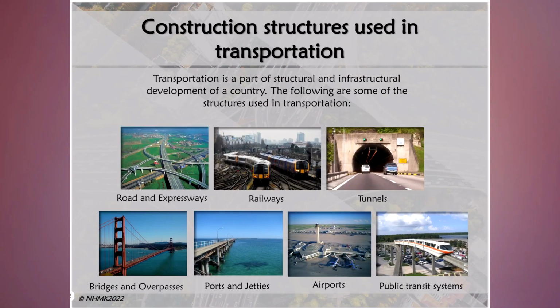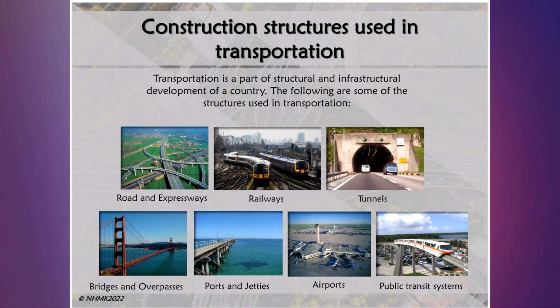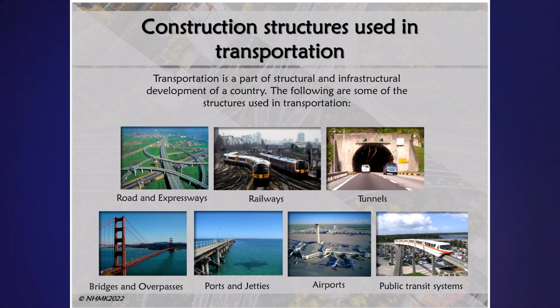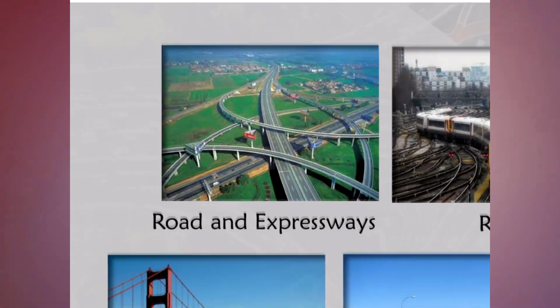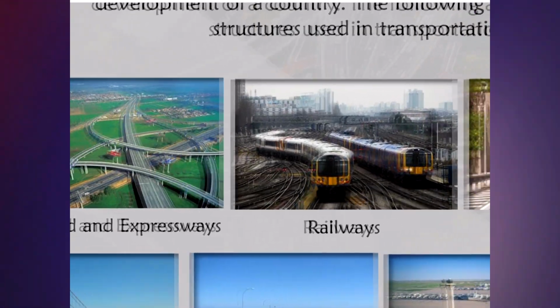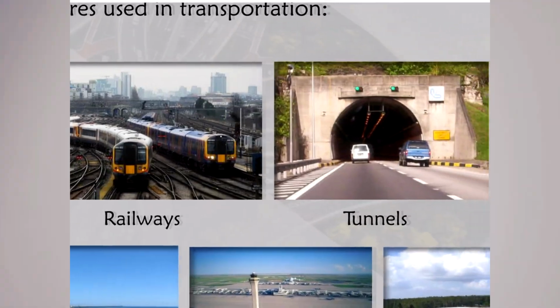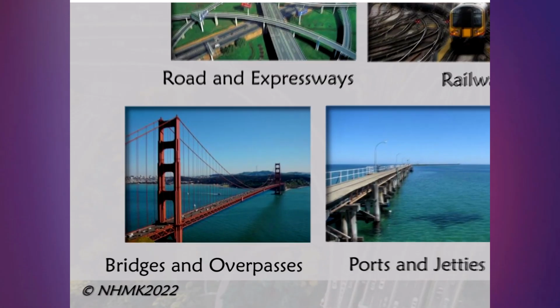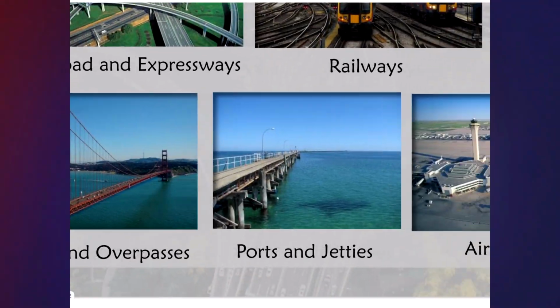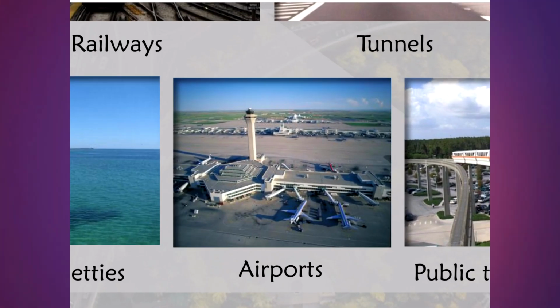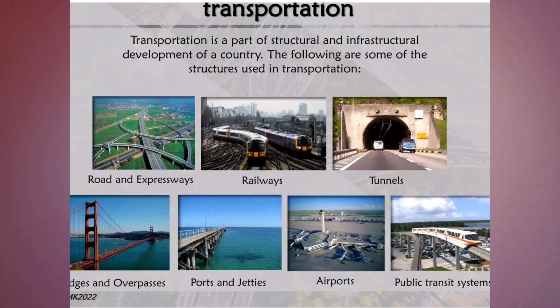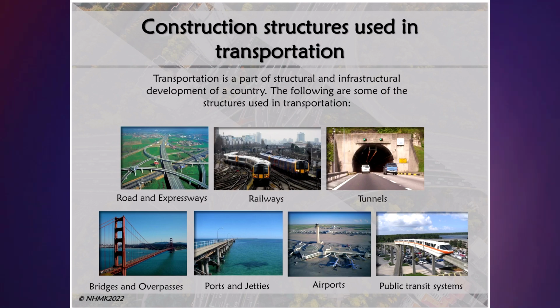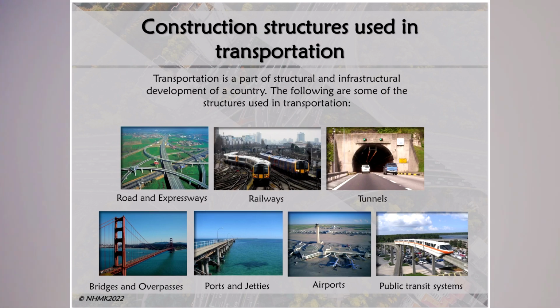Now let's see what are the construction structures that are used in transportation. As we all know, transportation is a part of structural and infrastructural development of a country. The following are some of the structures used in transportation. We have roads and expressways, railways, tunnels, bridges and overpasses, ports and jetties, airports, and public transport. Do you think you can name other structures used in transportation besides these?